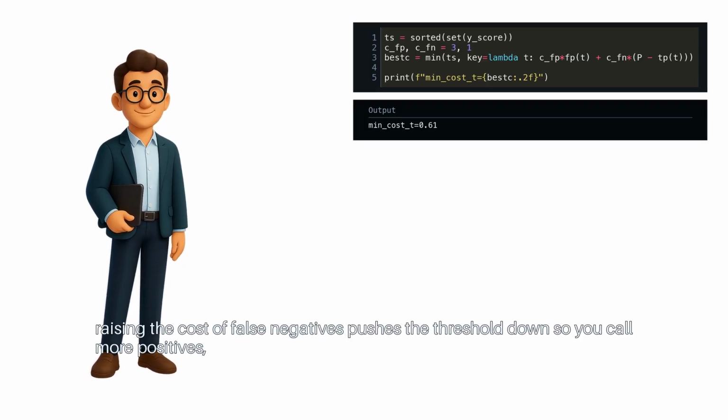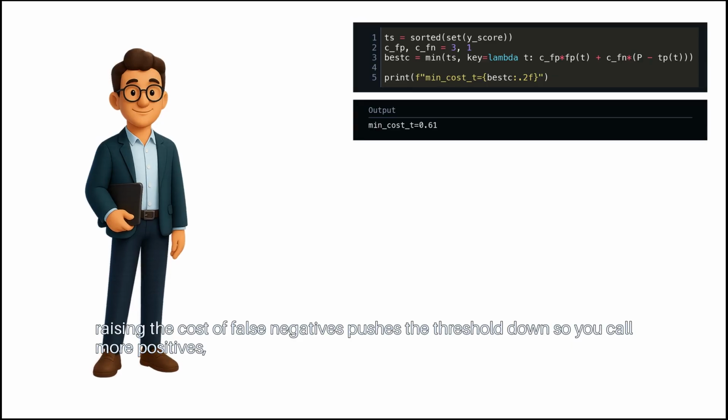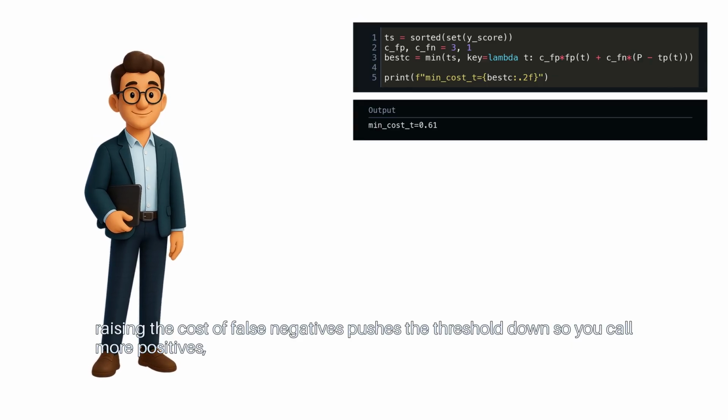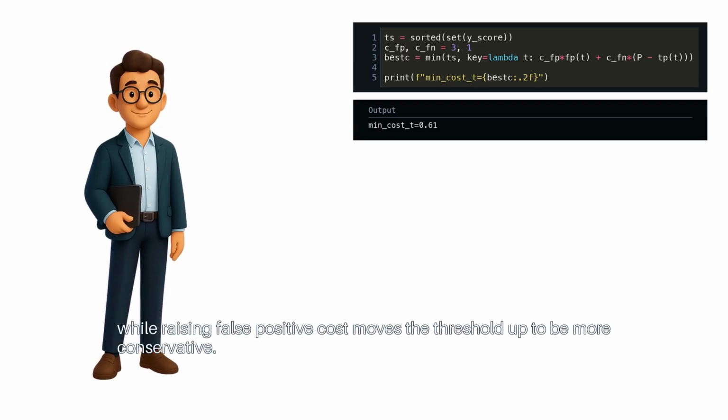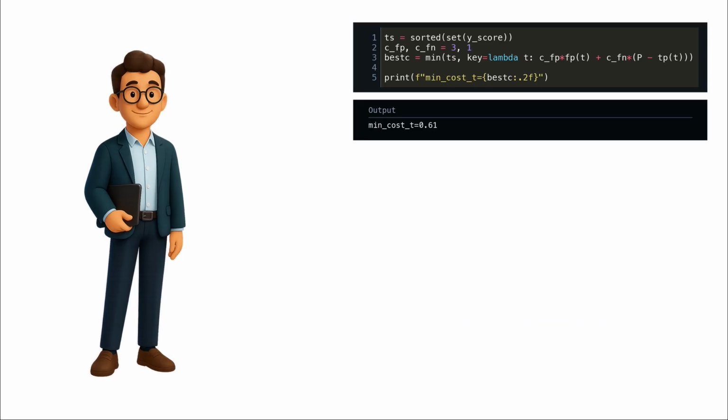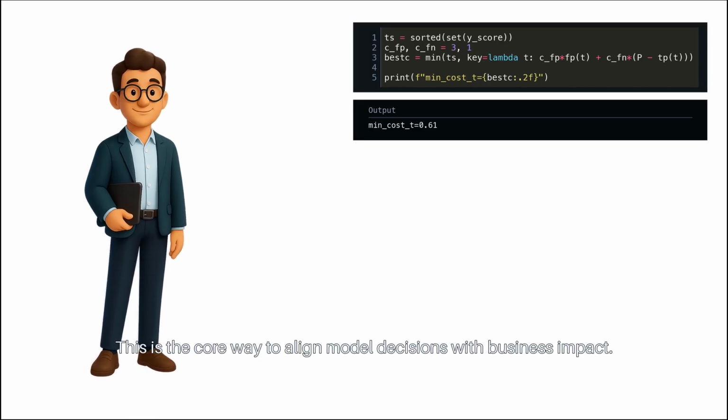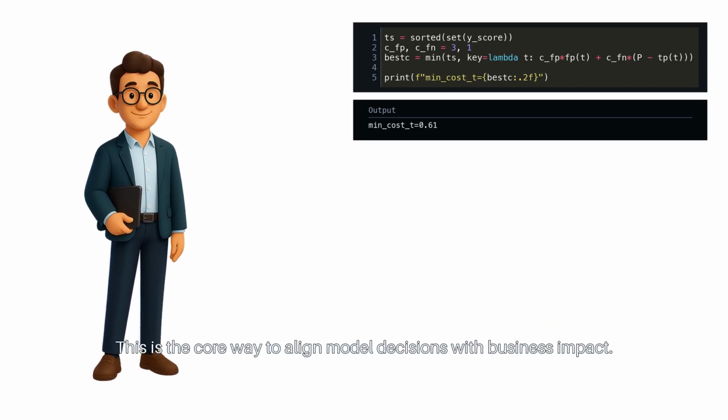Raising the cost of false negatives pushes the threshold down, so you call more positives, while raising false positive cost moves the threshold up to be more conservative. This is the core way to align model decisions with business impact.